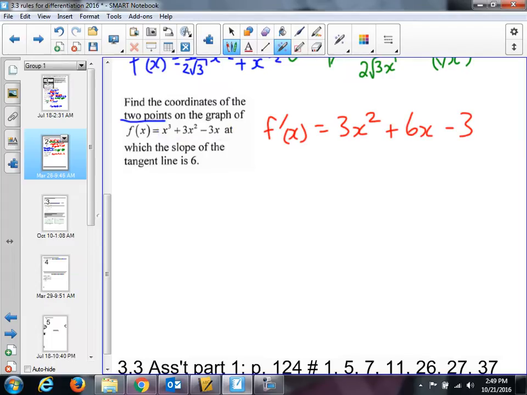Where the slope of the tangent line is 6. What do I do next? 6 equals the slope of the tangent line. So this, f prime of x, is the slope, really, right? So it's 6 equals this.